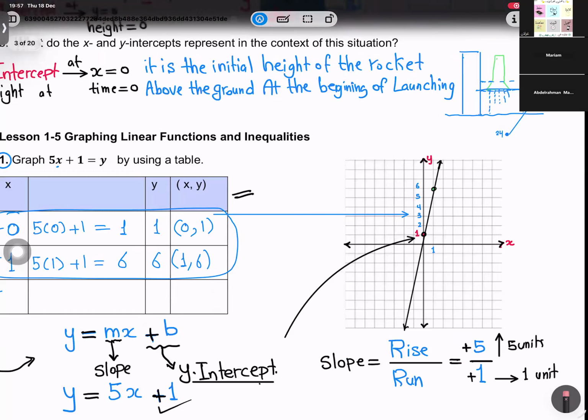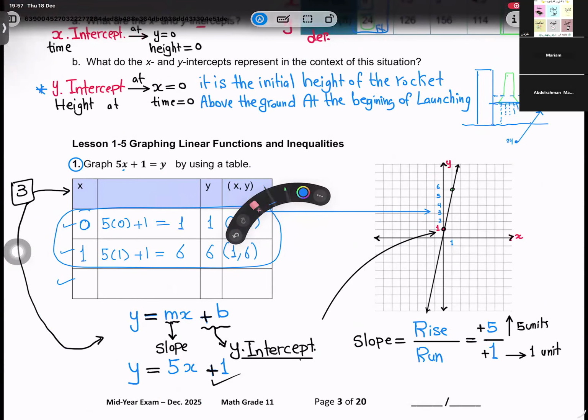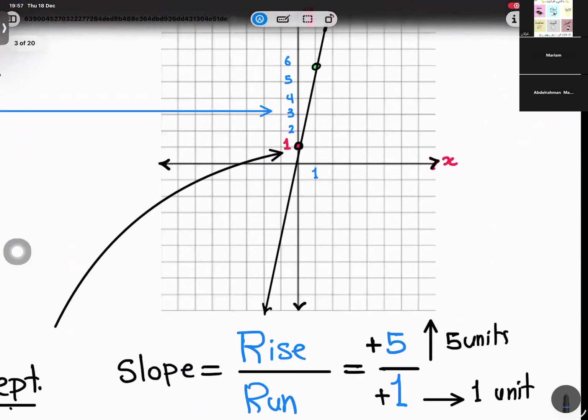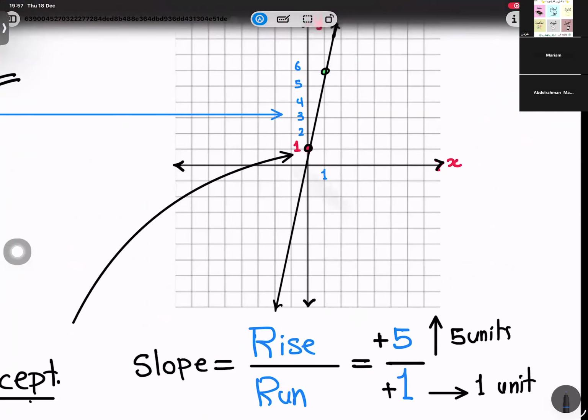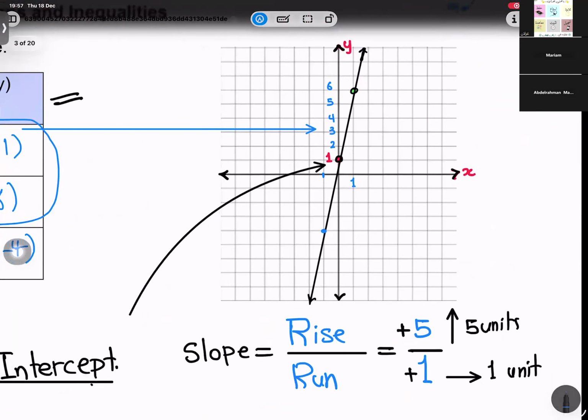You can make one more point, for example -1. 5 times -1 plus 1, -5 plus 1, which is -4. So (-1, -4). Let's check. It must be on the line. -1 with -4. Correct.